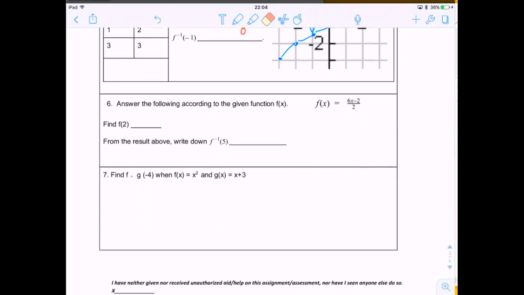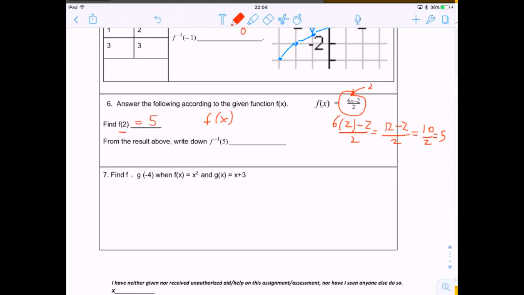Answer the following according to the given function f of x. So here's our f of x function. And we're going to find the value f of 2. F of 2 means that 2 is equal to x. So we're going to put 2 in for x here. And we're going to get 6 times 2 minus 2 divided by 2, which is 12 minus 2 divided by 2, which is equal to 10 divided by 2, which is equal to 5. So our value here is equal to 5.